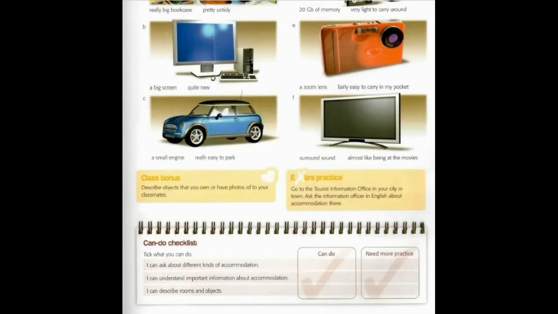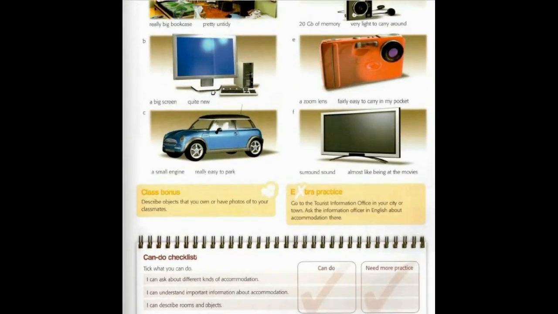So here are the things that we have mentioned in terms of the adverbs and the adjectives.